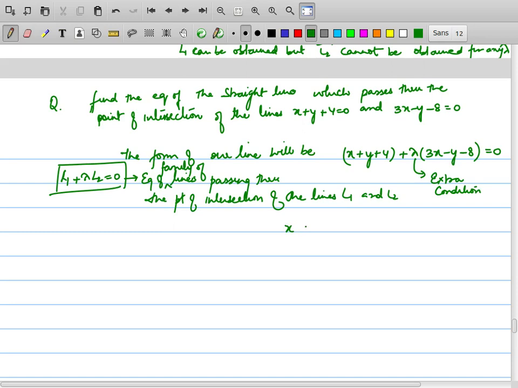Now this can be written as, if we take the like terms together, x times 1 plus 3 lambda plus y times 1 minus lambda, and the constant part is 4 minus 8 lambda. Now if you look, this is a constant, this is a constant, this is a constant, therefore this is a linear equation in x and y, therefore it is representing a straight line. Moreover, this is definitely passing through the point of intersection of these two lines, therefore both these conditions are met. It is definitely a straight line and is passing through the point of intersection of these two lines.